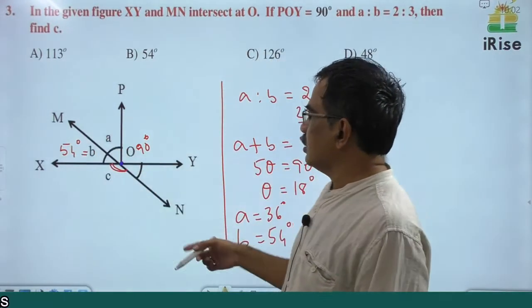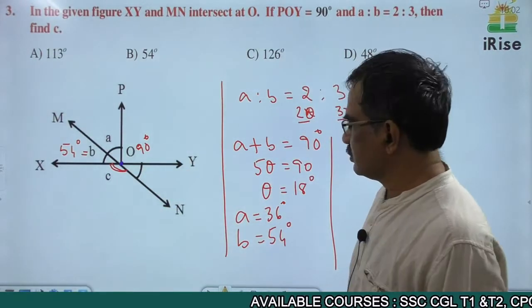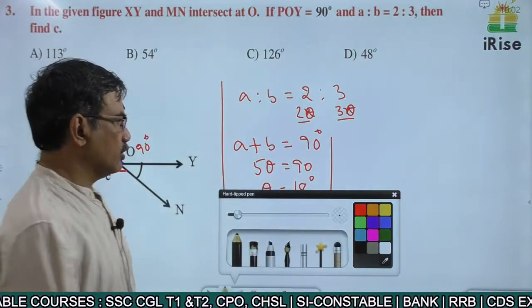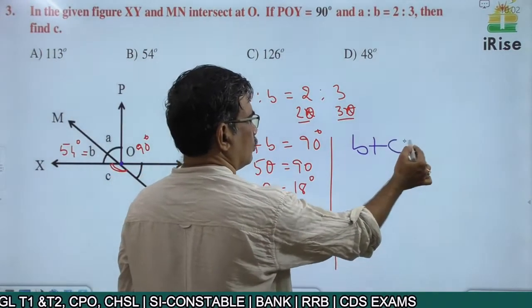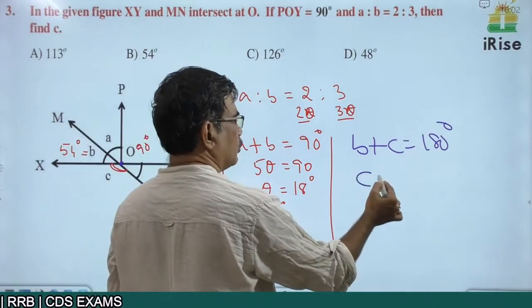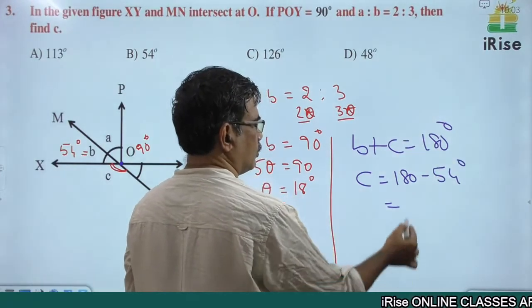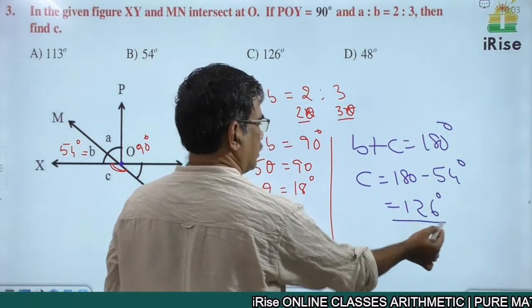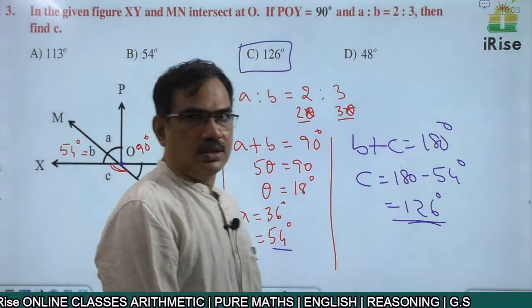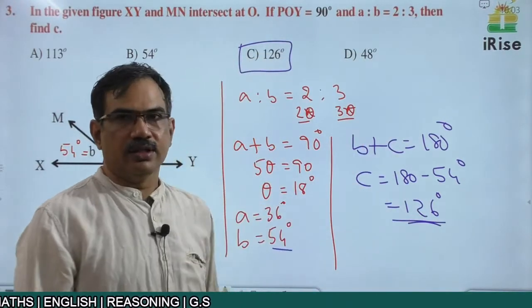And MN is also a straight line, therefore B plus C is equal to 180 degrees. If B plus C is equal to 180 degrees, and B is 54, then C is equal to 180 minus 54 degrees, which is equal to 126 degrees. The answer is 126 degrees. Next question.